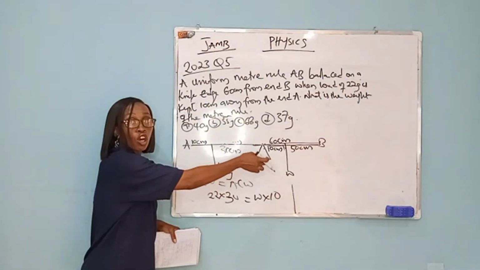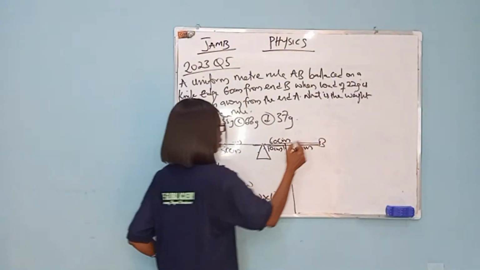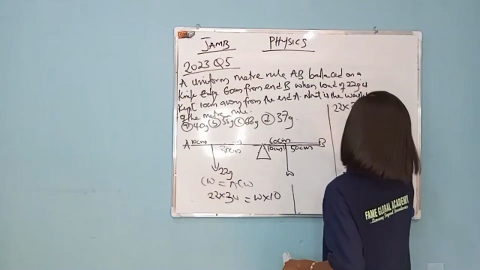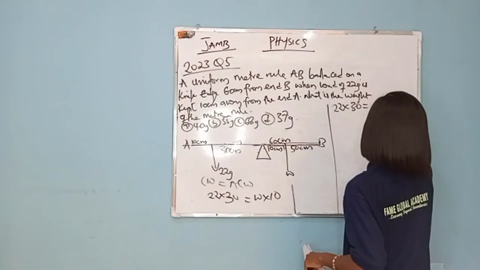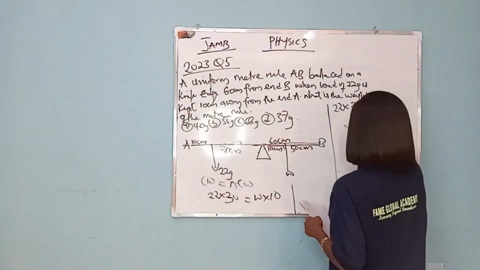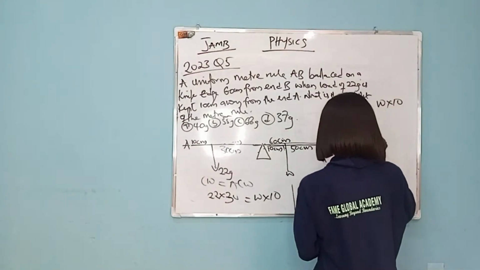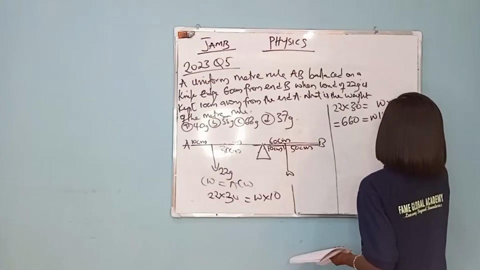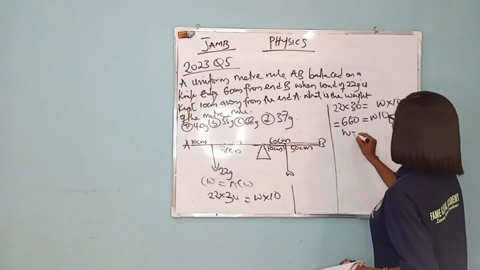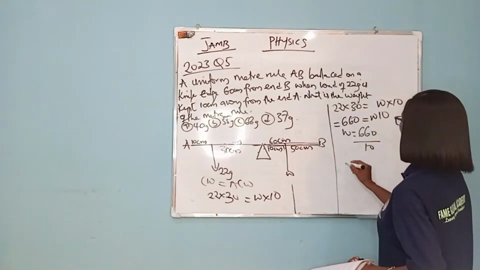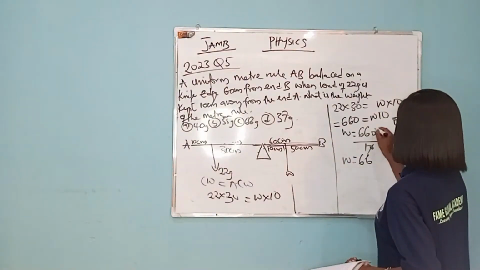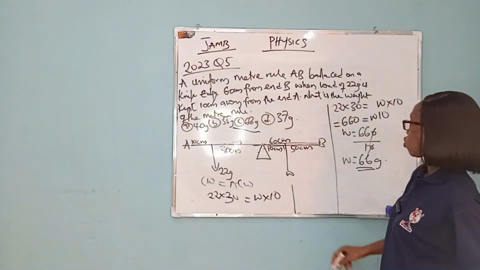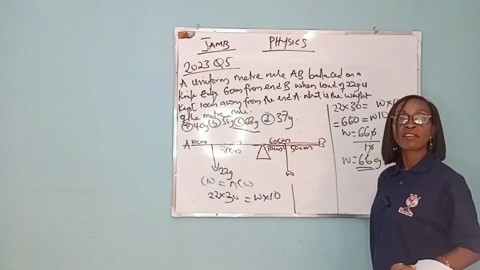I am asked to look for W. So 22 times 30 is 660, equals W times 10. Then W is equal to 660 over 10, and W is equal to 66. I have 66 grams, which is option C. So with 66 grams, we're able to balance the load on the other side.